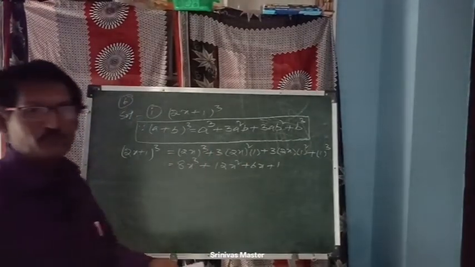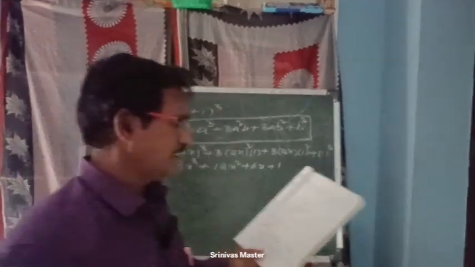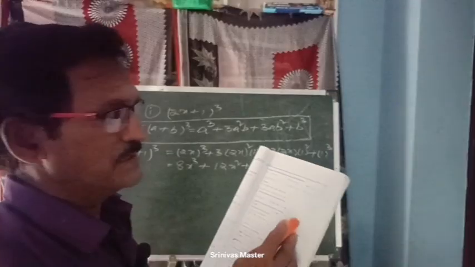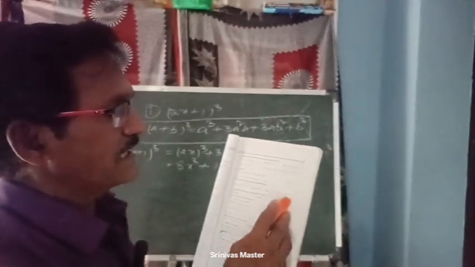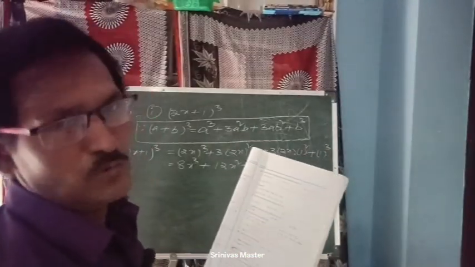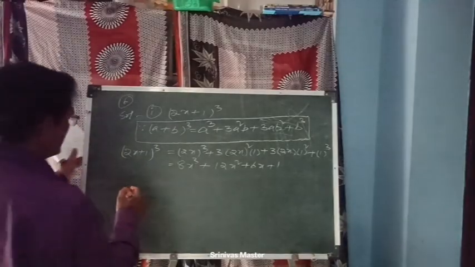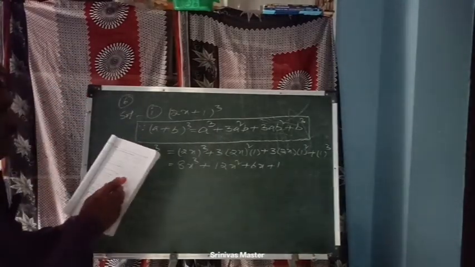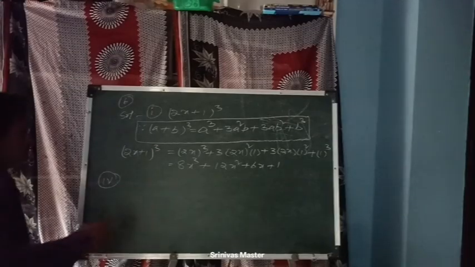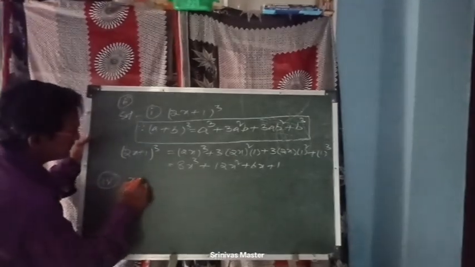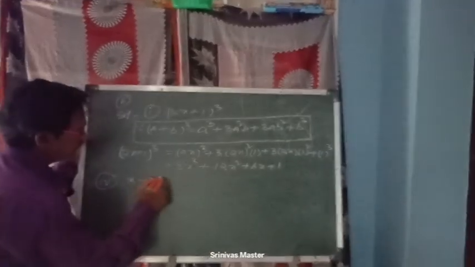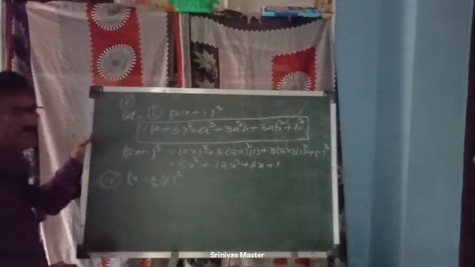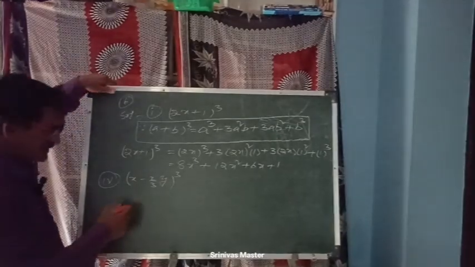Okay, now this is a plus b whole cube, no? Now we will see a minus b whole cube. According to that, we will see a typical problem. See, the last bit, what is given? X minus 2 by 3 y whole cube. That means the fourth bit is given. What is given, children? X minus 2 by 3 y whole cube. That means a minus b whole cube, right?